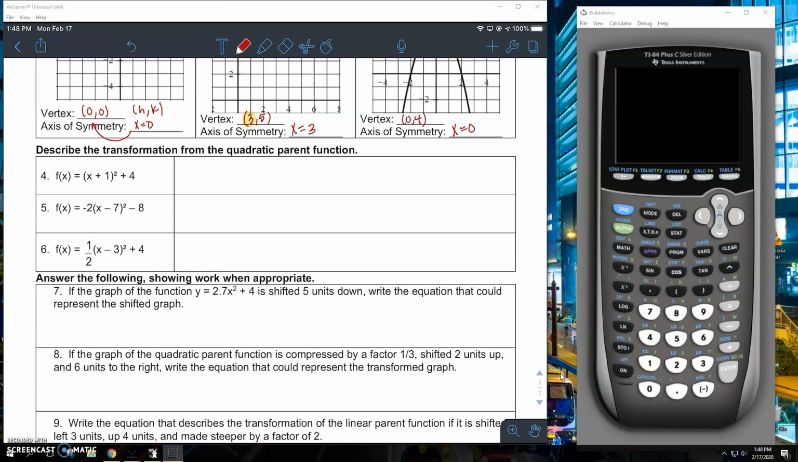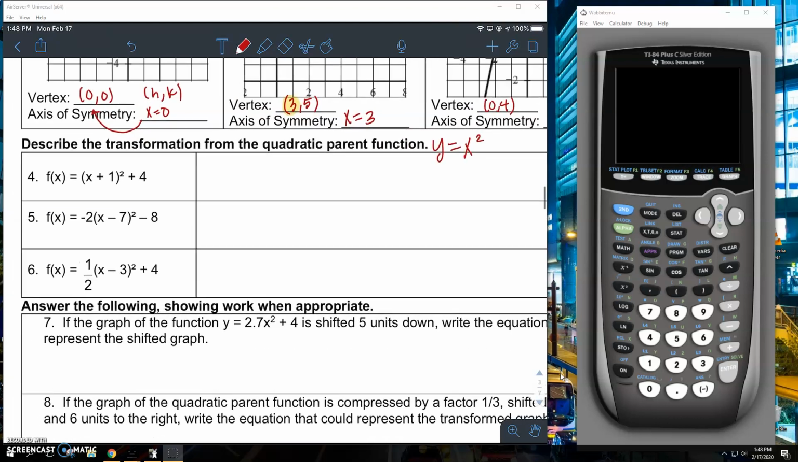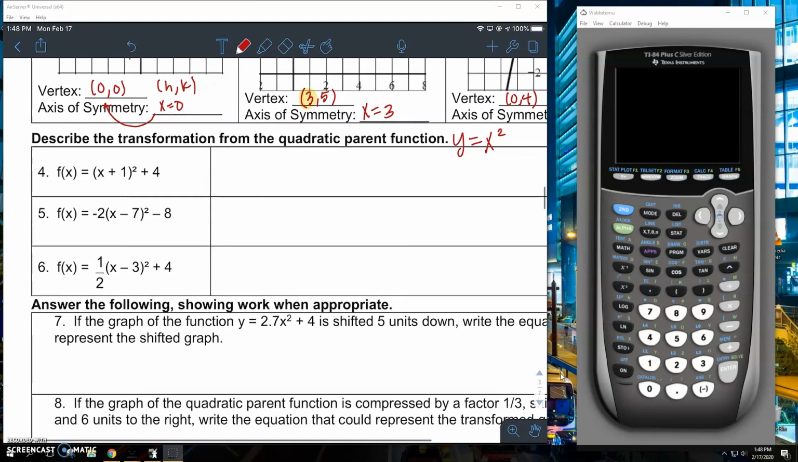Describe the transformation from the quadratic parent function. Remember, the parent function is just y equals x squared. So when describing the change, I have plus 1. This plus 1 tells me that I went to the left 1. And then the plus 4 tells me I went up 4. Okay, so that means my vertex moved left 1 and then up 4.